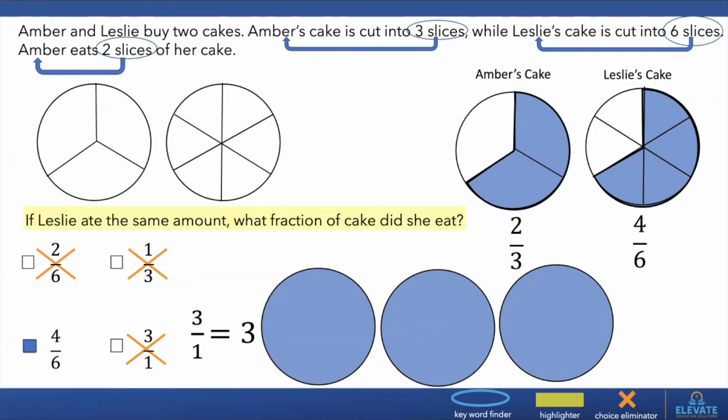Another way that we can check to see if 4/6 is the correct answer is through multiplication. We can take the original fraction of 2/3, the amount that Amber ate of the cake that she sliced, and multiply it by the factor of 2/2. We can multiply our numerators, which will be 2 times 2, which is equal to 4, and multiply our denominators of 3 and 2, which will equal 6. The fraction will equal 4/6.